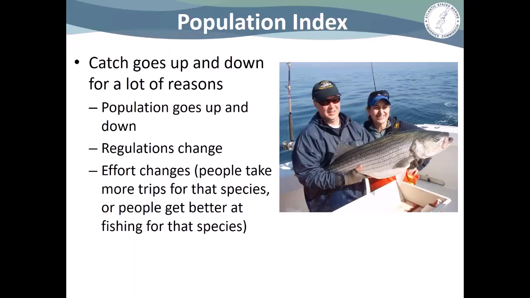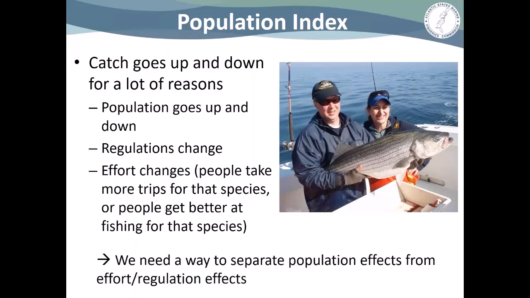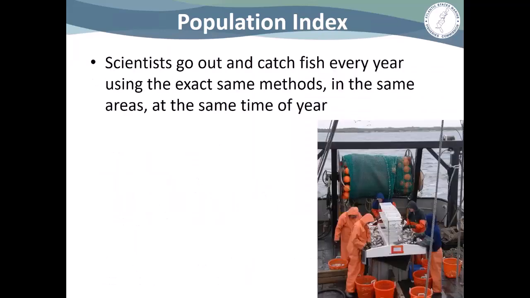You put in a quota or you loosen up that size limit. Effort changes. People take more trips, or the price of fuel goes up and people take fewer trips. People get better at fishing for these species. Everybody's got a fish finder on their boat now, and they didn't have that 20 years ago. So we need a way to separate out population effects from these effort or regulation effects. And that's where this population index, this fishery independent survey idea, comes in.